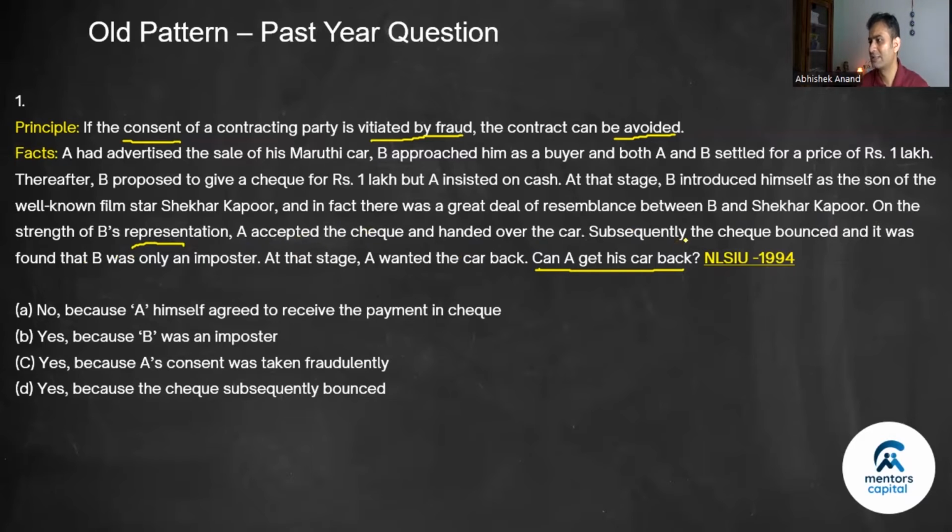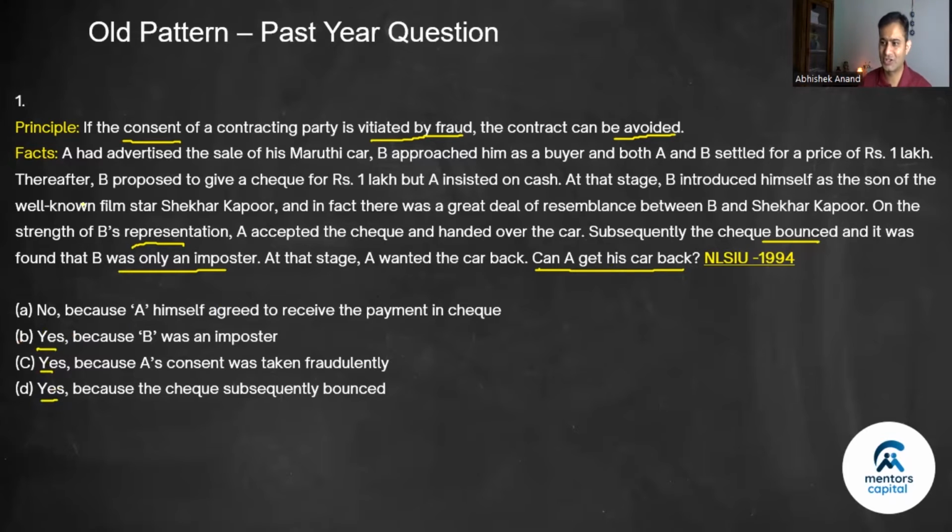Okay. Subsequently, the check bounced, and it was found that B was an imposter, which means he was a fraud. He was no son of Shekhar Kapoor. At this stage, A wanted the car back. Can A get his car back? Was a fraud committed? Yes. So can the contract be avoided? Yes. So the answer is one of these three.